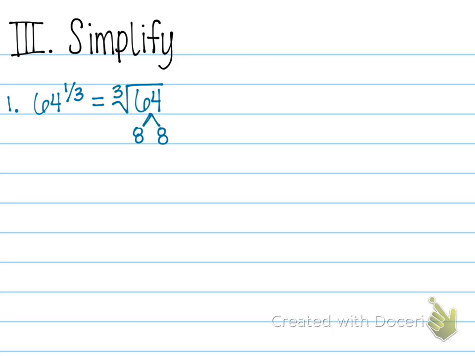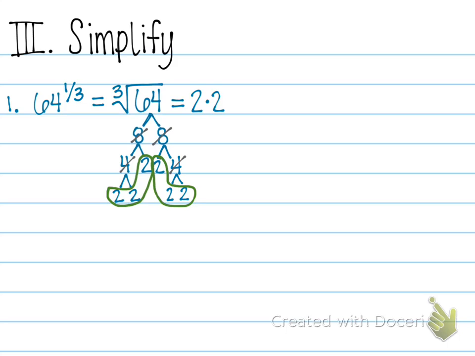The 2 factors I chose were 8 and 8. And then going from there, we have 4 and 2 and 2 and 4, and then factor our 4s into 2 and 2 and 2 and 2. So because our index is a 3, we are looking for groups of 3. We have 2 groups of 3 here, so 2 sets of 2. So for every set we have, we're going to take out one of those numbers. So we're going to take out a 2 for the first pair and a 2 for the second pair. So we have 2 times 2. So 2 times 2 is 4.